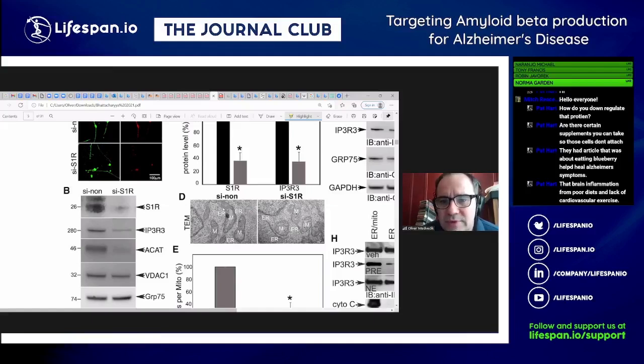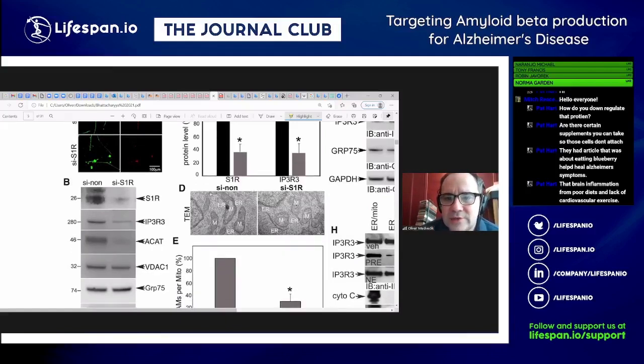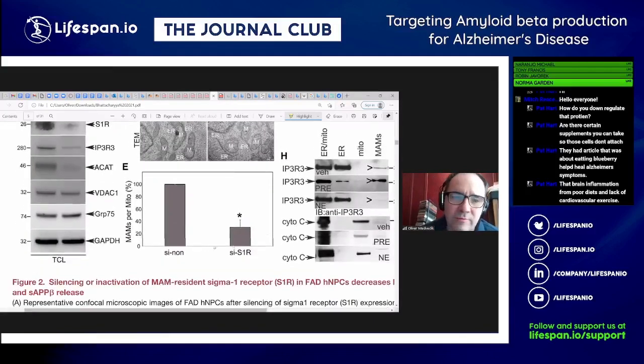So something's happening between the ER and the mitochondria here, right? And what you're looking at in this figure, si-non and si-S1R, that's that receptor again. This is an interfering RNA, so this is a knockdown of the receptor. If you knock down the receptor, and they quantify this in the bar graph, MAMs per mito, you have less. So it's almost like the mitochondria, I'll be poetic here, are kissing the endoplasmic reticulum. They're giving it a smooch.